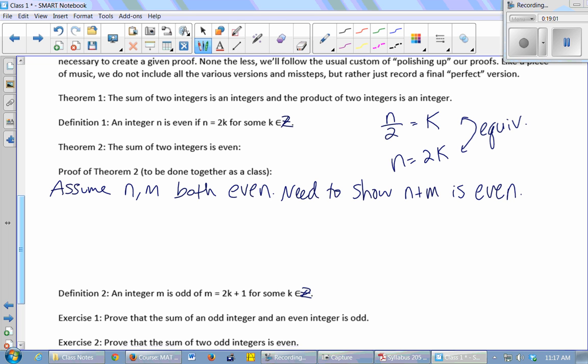So that means n can be written as 2 times a number, and m can be written as 2 times another integer. They're not necessarily the same integer, so I used k and j, with k and j elements of the integers. Okay. So if n is even, that means it can be written as 2 times an integer. m is even, it can be written as 2 times an integer. They're not necessarily the same number, so that integer might be different. So I use 2 different variables there.